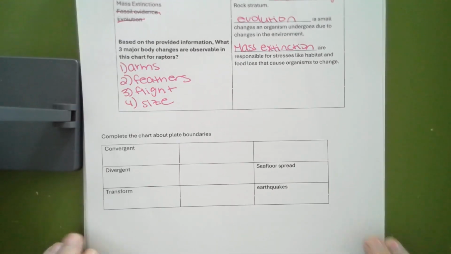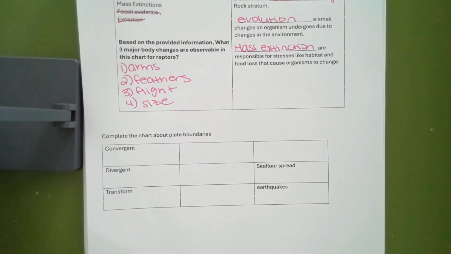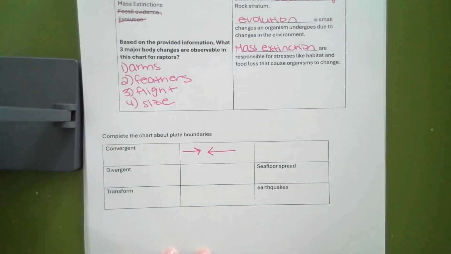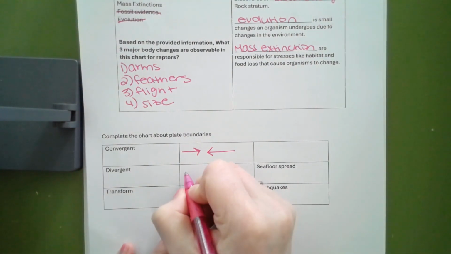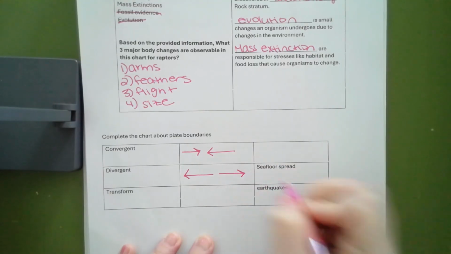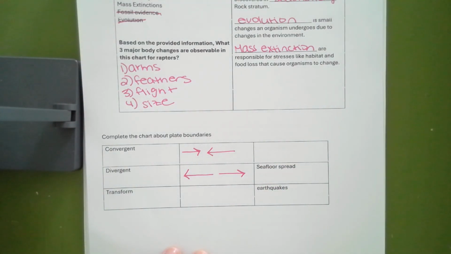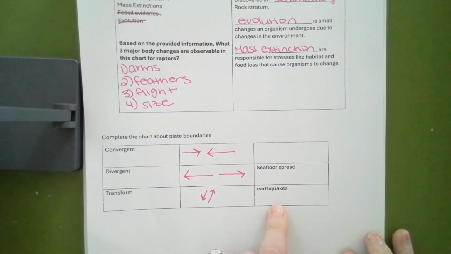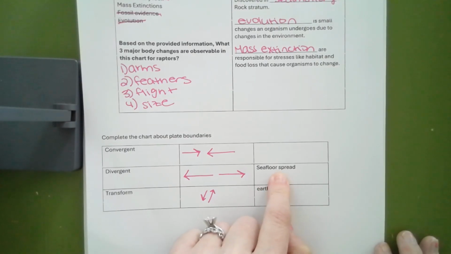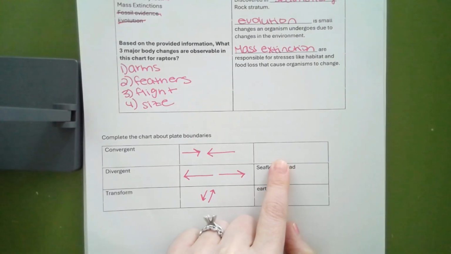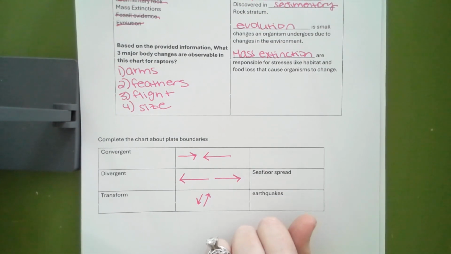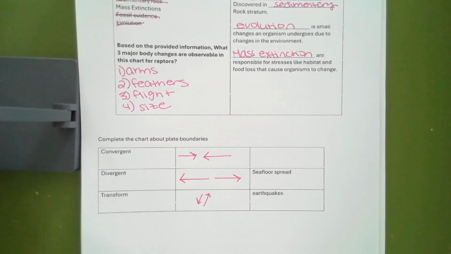All right. Complete the chart about plate boundaries. What's a convergent boundary look like? Two arrows going toward each other. What's a divergent plate boundary look like? Two arrows going away from each other. What's a transform boundary look like? Two arrows sliding past each other. All right, we see that transform boundaries cause earthquakes and divergent boundaries cause seafloor spreading. What do convergent boundaries cause? Mountains. And what else? Volcanoes. Volcanoes, mountain ranges, yeah.